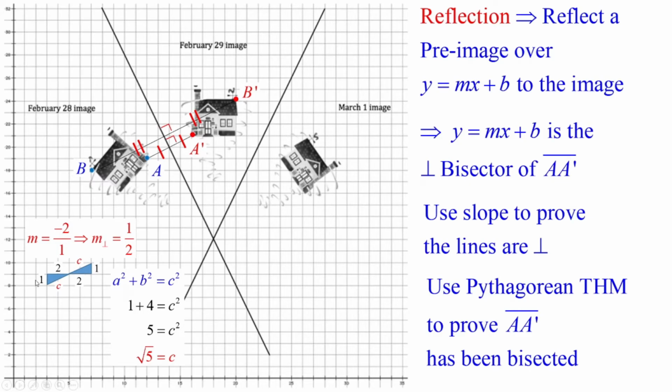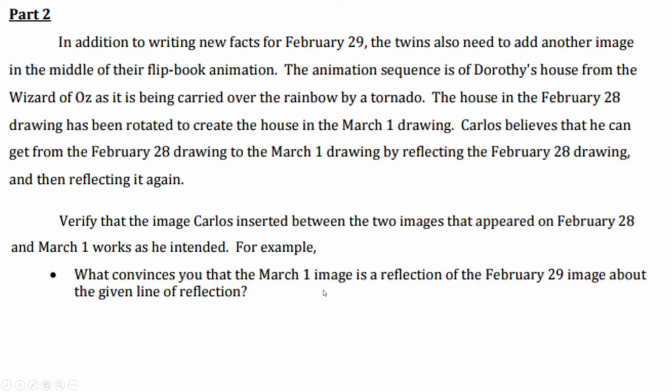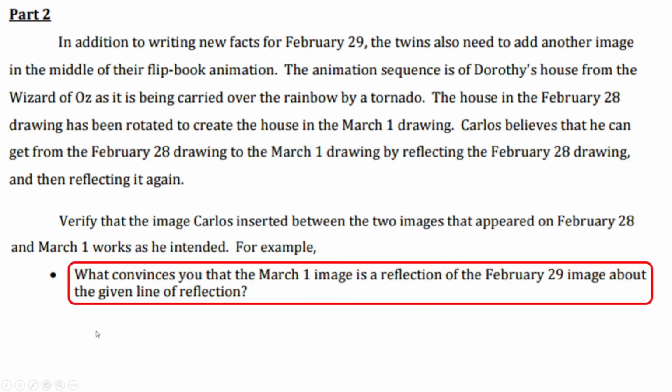So you guys, I didn't do this again, but can you agree that that is 90 degrees and that the distance from B to the line is congruent to the distance from the line to B prime? So that's a reflection right there, and that looks perfect to me. Now we could check more anchor points, but I guarantee it's going to work. All right, so we've answered the first question. Now what are they asking? What convinces you that the March 1st image is a reflection of the February 29 image about the given line of reflection?